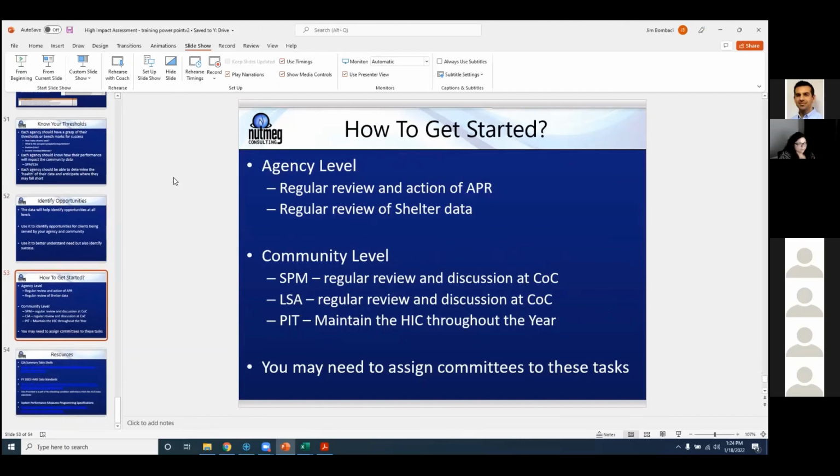How to get started: at the agency level, regular review of your APRs or CAPRs, regular review of shelter data. At the community level, CoC level, regular SPM review. You can run an SPM whenever you want in CaseWorthy. LSA is not as easy to do. That's more of a one-year thing, but you can still monitor it on an annual basis. And PIT, obviously, you want to maintain your housing inventory throughout the year, so you can keep track of the changes in beds, and that'll also help agencies keep track of utilization. And you might need to assign committees for these tasks at the agency level and the CoC level.